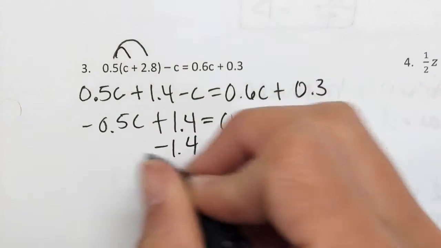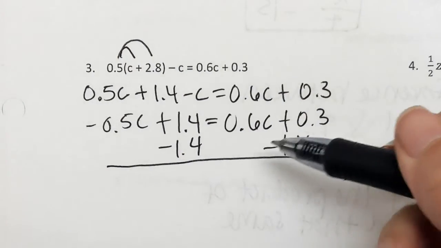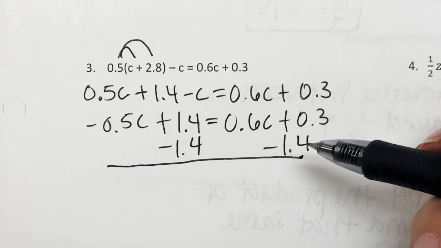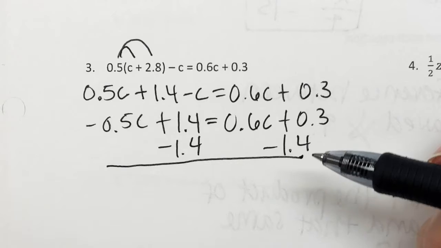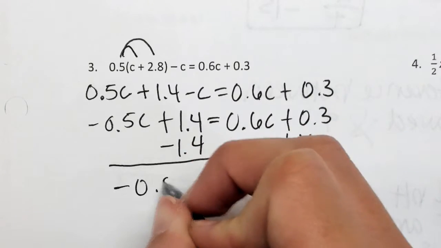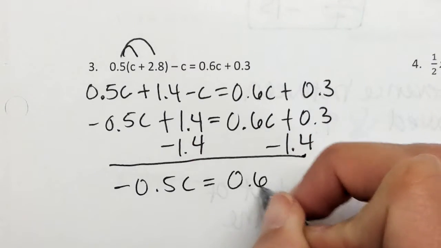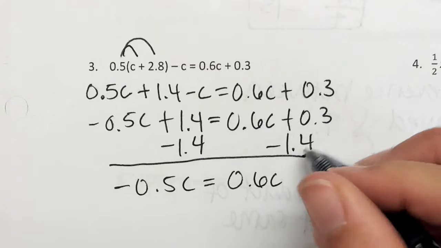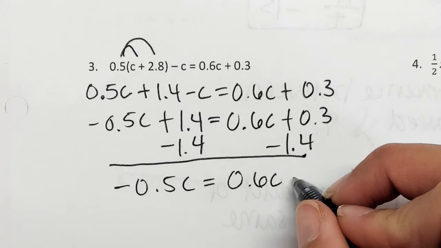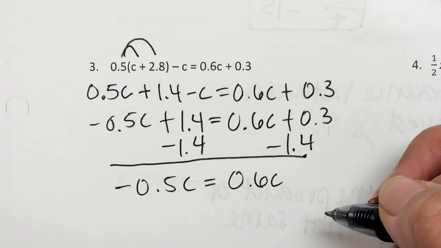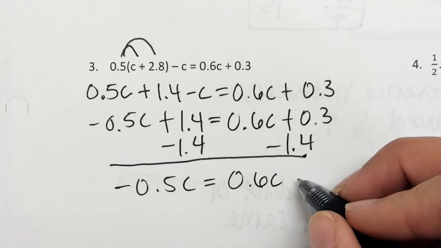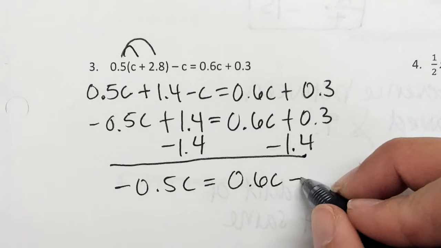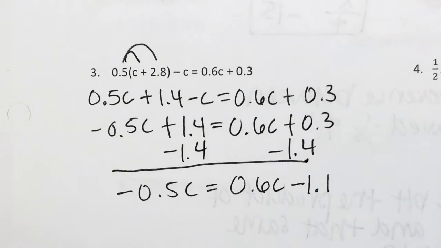Now, can I subtract 1.4 from 0.6C? No. Why? So they're not like terms. Good. Alright, so we have negative 0.5C equals 0.6C. And what is 0.3 minus 1.4? I don't have a calculator. The 0.3 minus 1.4. Yeah. Negative 1.1. Negative 1.1.